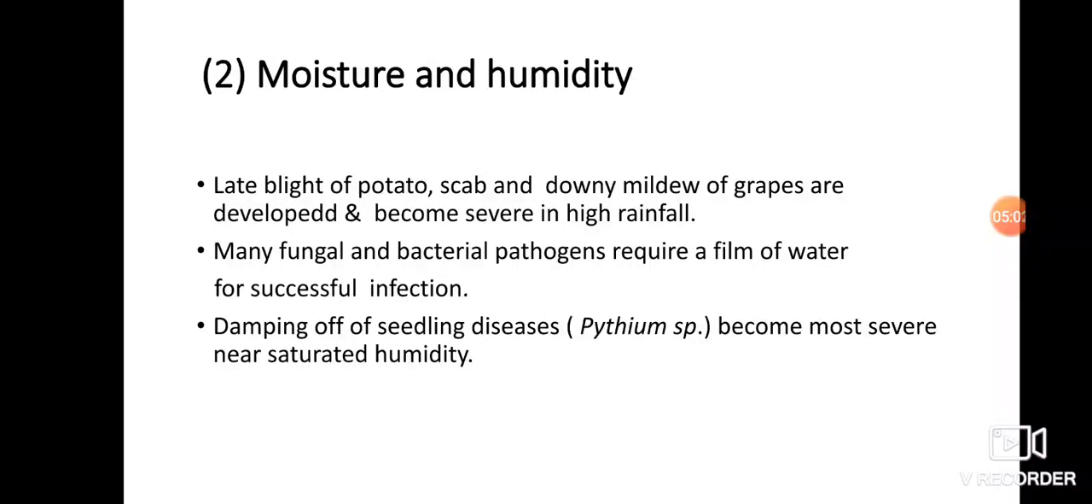Many fungal and bacterial pathogens require a film of water to produce successful infection. One more example is the damping off of seedlings caused by Pythium species. Moisture plays an important role in infection, and the disease becomes more severe near saturated humidity.